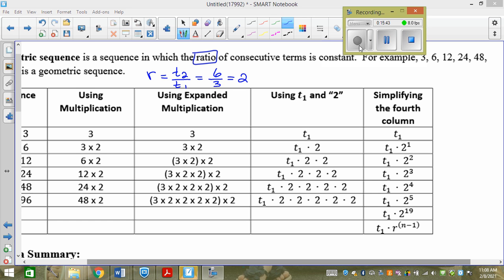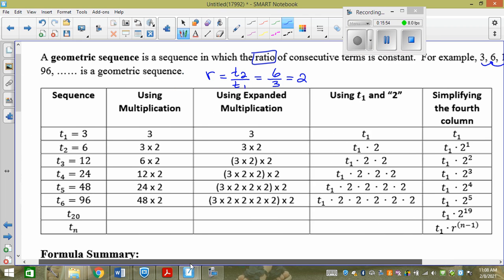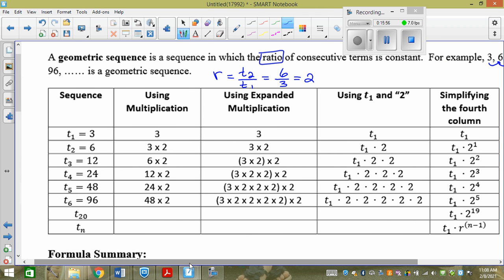So let's check it out. 3 times 2, 6. 6 times 2, 12. 12 times 2, 24. 24 times 2, 48. 48 times 2, 96. It's geometric. So arithmetic, you add that amount. Geometric, you multiply by that amount. Okay? And just like with common difference, we could add a negative, which is kind of like subtracting, here we could multiply by a fraction, which is actually very similar to division.